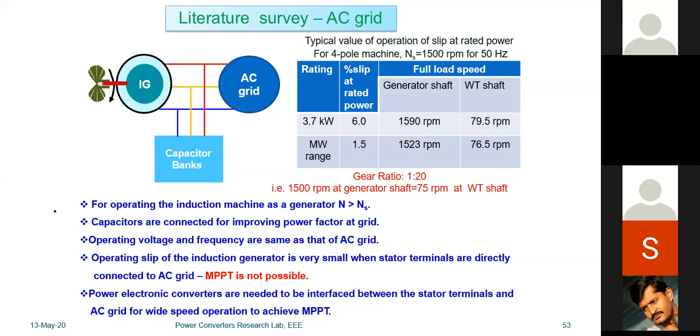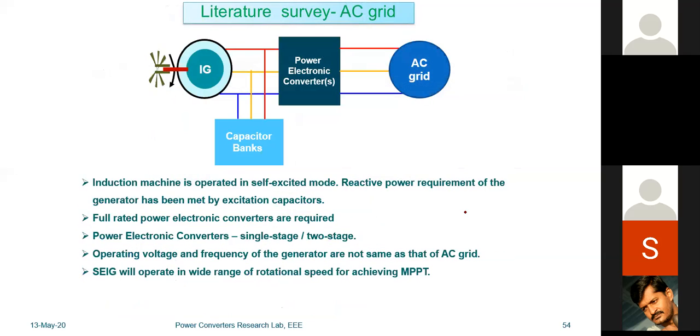That is why power electronic converters need to be interfaced between the stator terminals and the AC grid for wide speed operation to achieve MPPT. So the power electronic converter is interfaced between the induction generator and the AC grid.